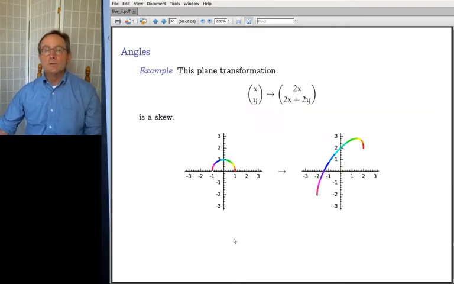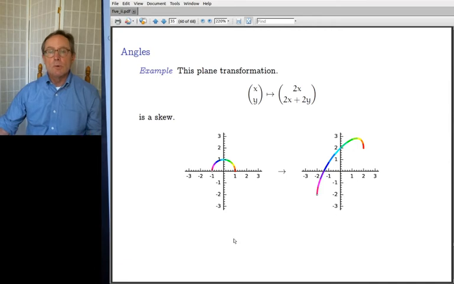Okay, so just a couple of examples. That's all, and then we'll close it out. Here's an example of a plane transformation: (x, y) goes to (2x, 2x + 2y). If you saw the optional presentation that we did earlier in the semester, we talked about this. So (x, y) goes to (2x, 2x + 2y). This is what we call a skew.